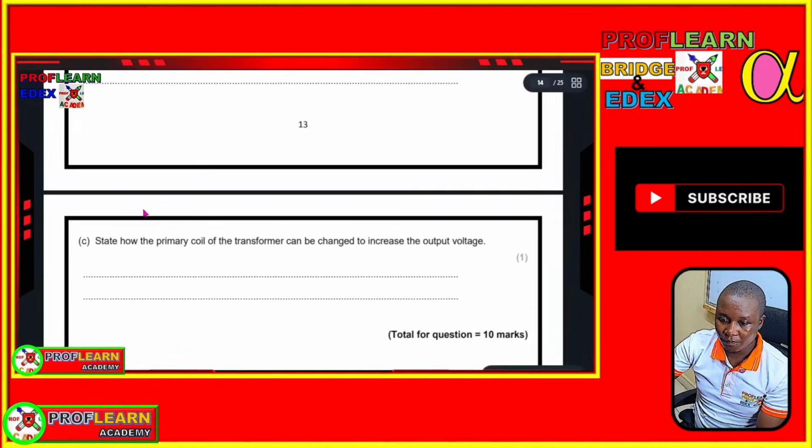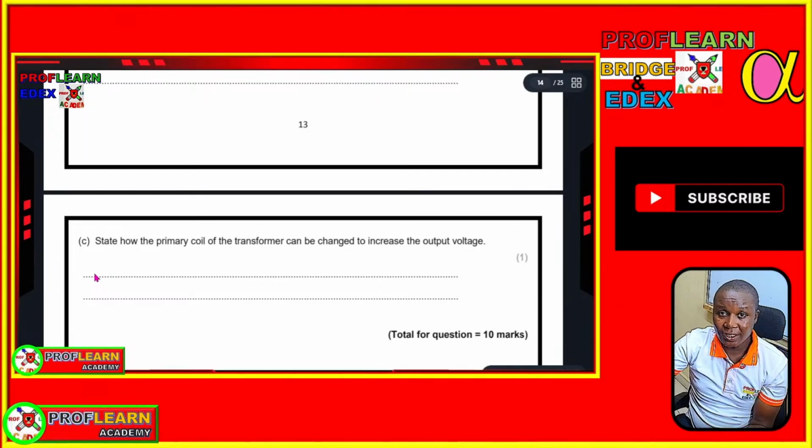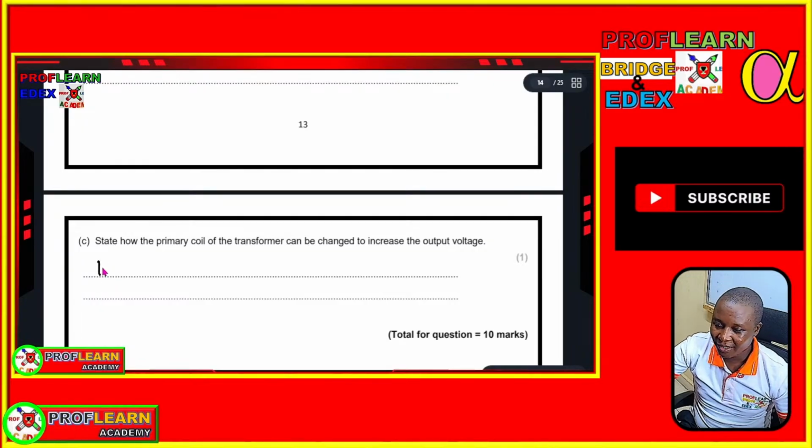All right, so moving further, you are asked, state how the primary coil of the transformer can be changed to increase the output voltage. If you want to increase the output voltage, just reduce the number of turns in the primary coil, or increase the number of turns in the secondary coil, or increase the input voltage. So that's the way that can be done.